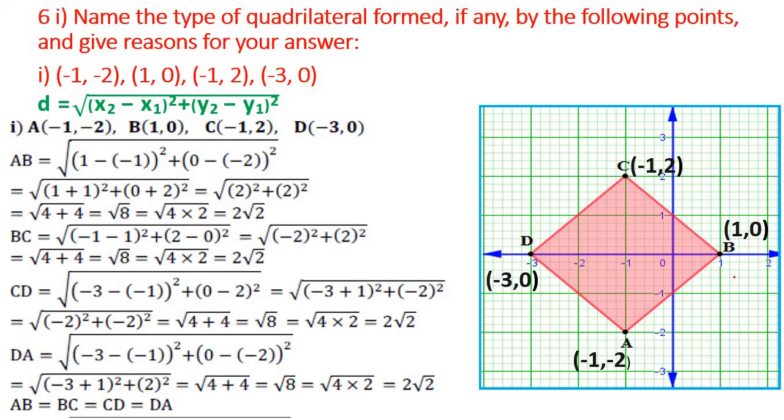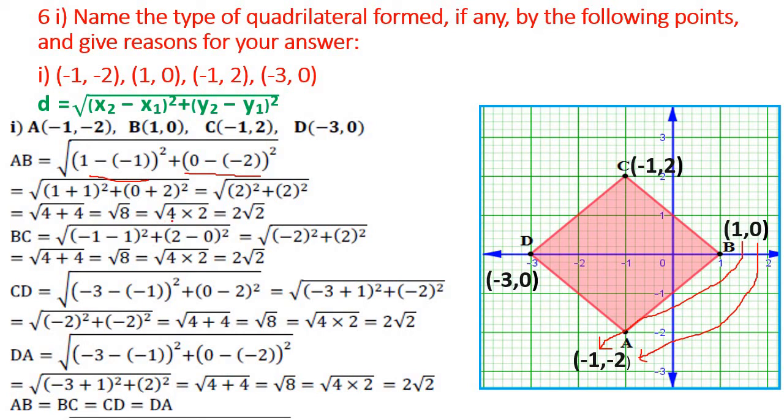The length of AB is the square root of (x2 minus x1) whole square plus (y2 minus y1) whole square. So that is (1 minus of minus 1) whole square plus (0 minus of minus 2) whole square. Minus into minus is plus, so 1 plus 1 whole square, plus 0 plus 2 whole square. 2 square is 4, again 2 square is 4. We will get root 8.